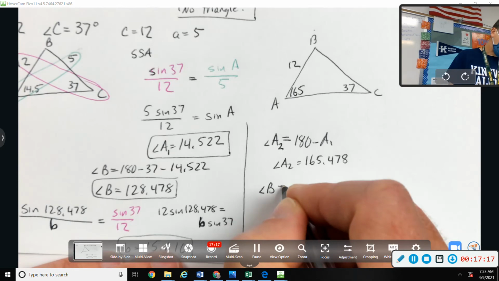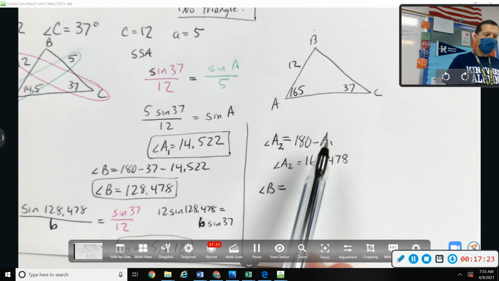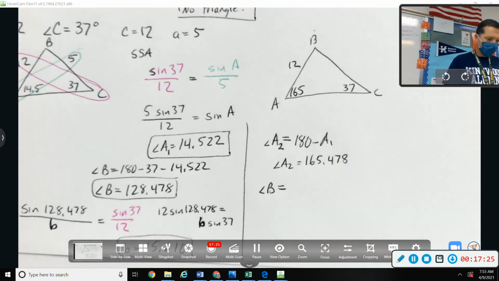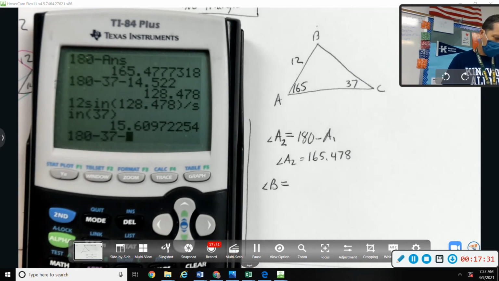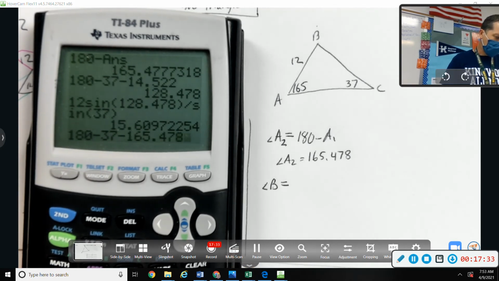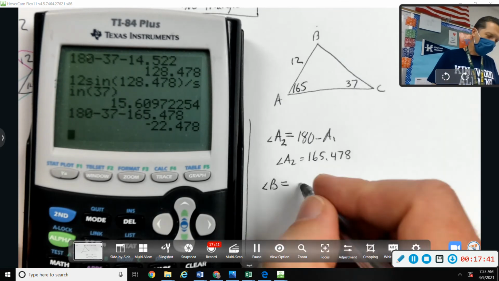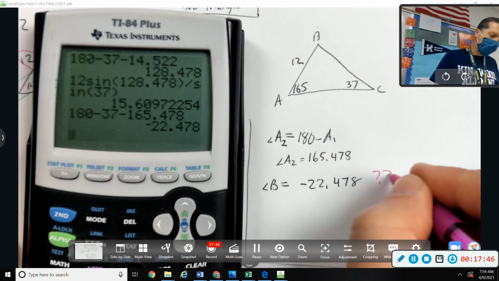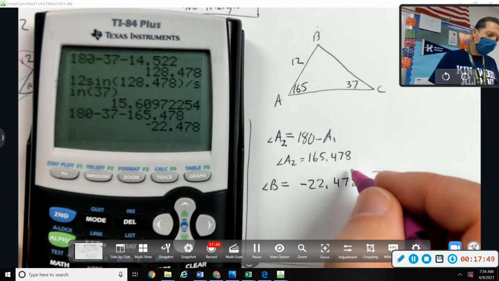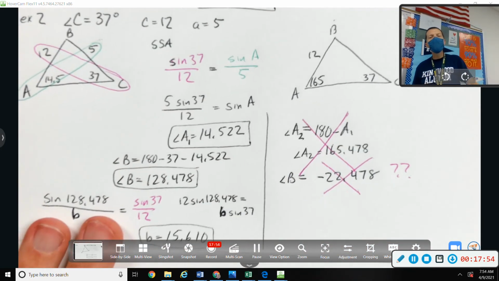All right, how do I find angle B? If I know these two, subtract from 180. So 180 minus 37 minus 165.478. That's the appropriate face I just saw. It's like, wait a minute, I can't have a triangle with a negative angle in it. What in the world is that about? Well, that means that doesn't work, which means that other angle didn't really work. So this was the one triangle case.